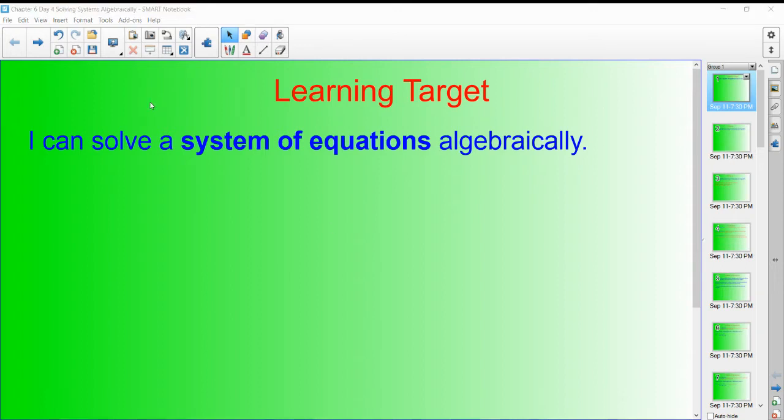Hello, everyone. Today we're going to keep learning more about linear functions. Today we're going to learn about how to solve systems algebraically. So in the last lesson we learned how to solve them graphically. Today we're going to learn another method. I'm going to start with a warm-up.